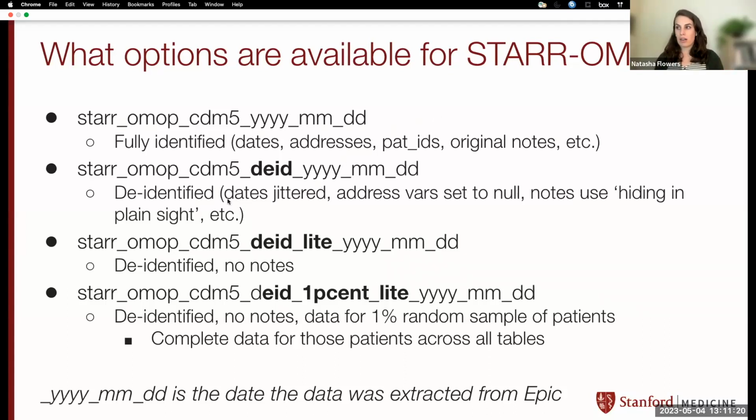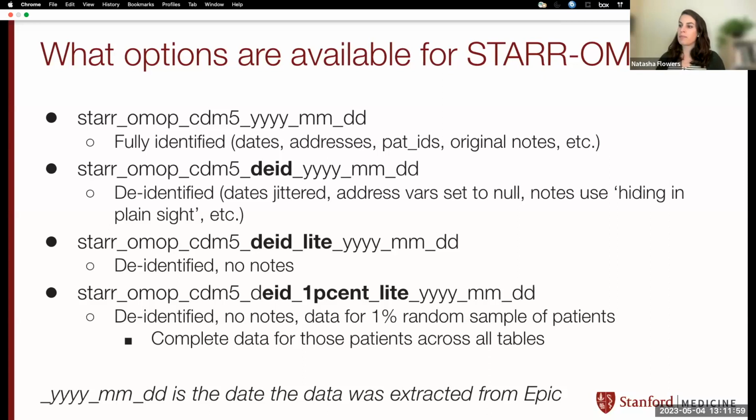From there, we have a de-identification process, which involves jittering dates, removing granular address information, and using hiding in plain sight to replace names and other sensitive information in the notes. So that's like replacing names with alternate names rather than just removing them. From there, we have a DID Lite version, which is essentially the same as the DID version, but the notes are not included at all. The notes take up a lot of space and they're difficult to de-identify. And so the Lite version is faster to generate and faster to work with and doesn't take as much storage space.